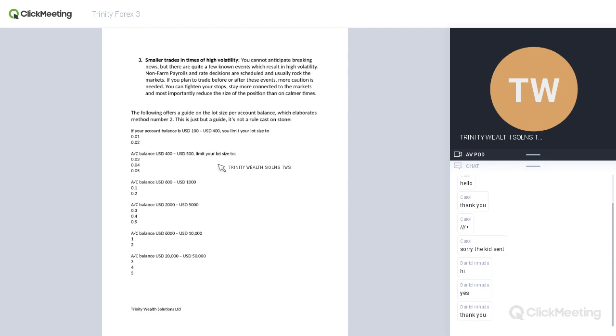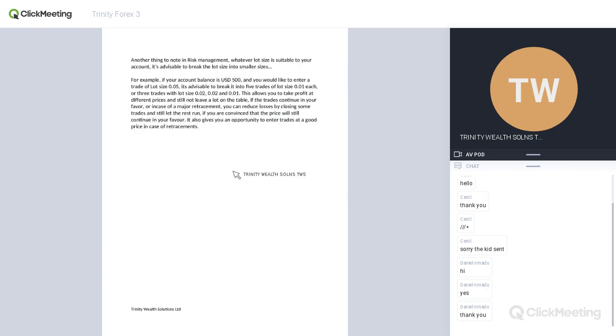I've also given an indication of, depending on your account size, what the advisable lot sizes to take are. Remember, this is not cast in stone. You can always change it to your favor. Okay, if your account has $100 to $400, you can limit your lot size to 0.01, 0.02, depending. So in your own time, just check through, and you can try to practice that.